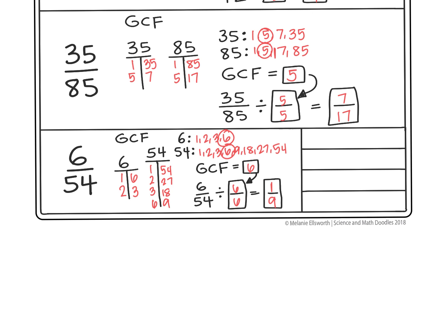Do we have to do those though, like 2, 27, 3, 18? I mean, it's a good idea to have them all listed, but 6 is the greatest factor that you have for 6. So that's all you kind of really need to know. Okay, any questions? Because we're about to practice.